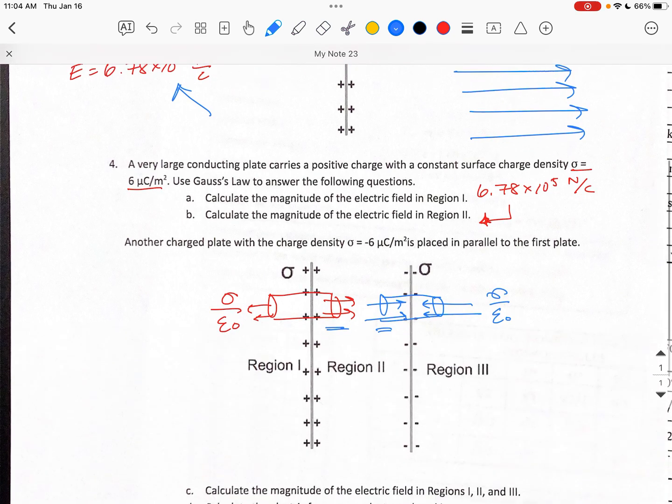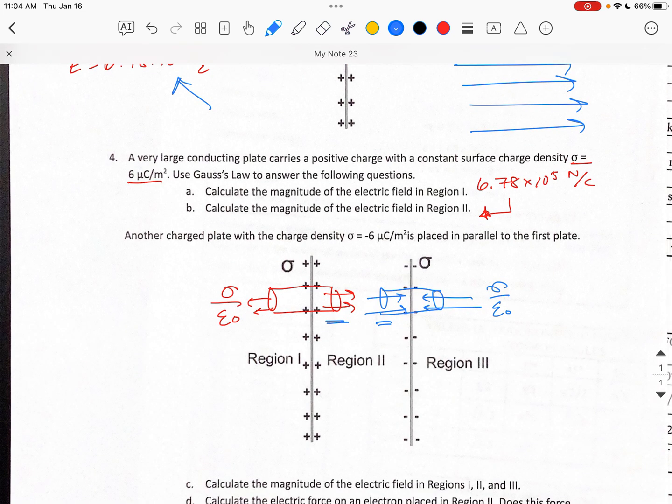What you also want to notice is that if I have electric field lines going out of the positive plate, it's going to go out to infinity, which means it's going to continue outward even on this side, to the right side of my negative plate.